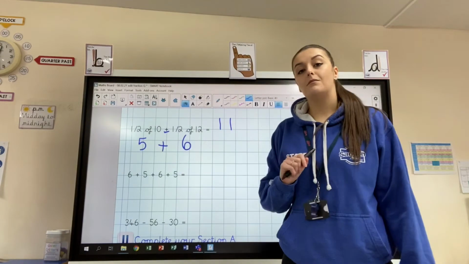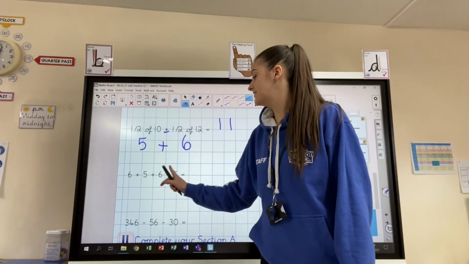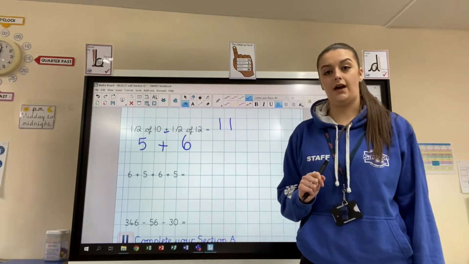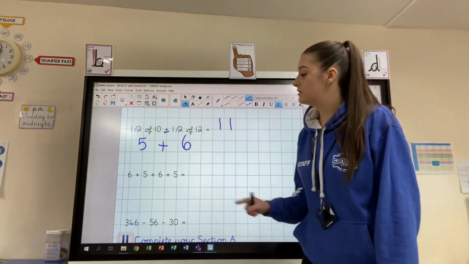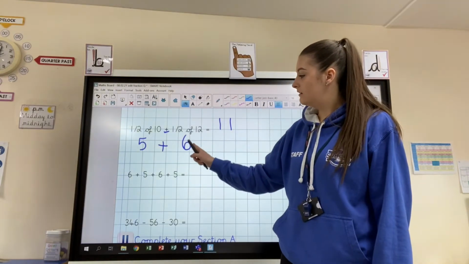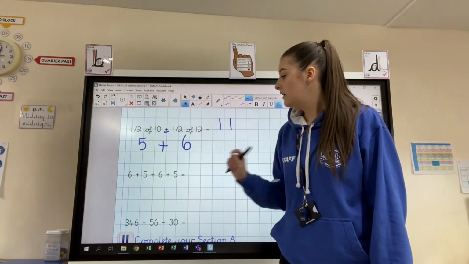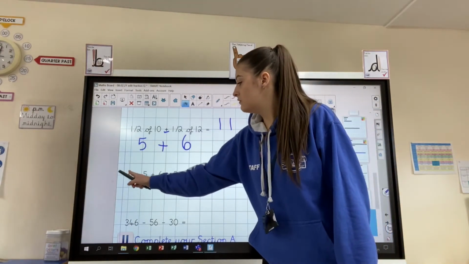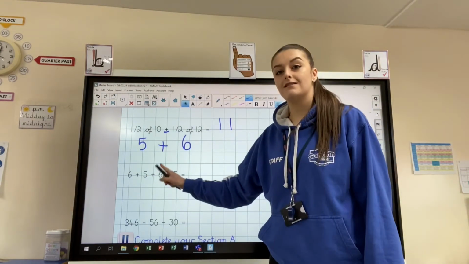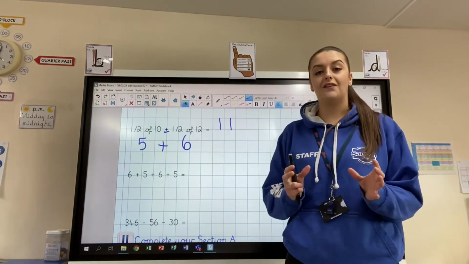You've also got a similar question to this in your section A. 6 add 5 add 6 add 5, okay? Now some of you might choose to do 6 add 5 and work that out. Now we've just done that. 6 add 5 or 5 add 6, that was 11, okay? Or you might choose to do your doubles. So 6 add 6 is 12, 5 add 5 is 10, and then add the answers together.